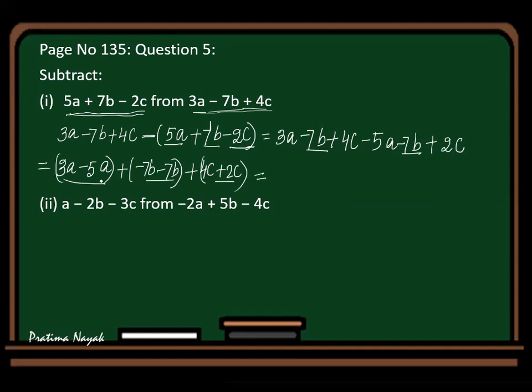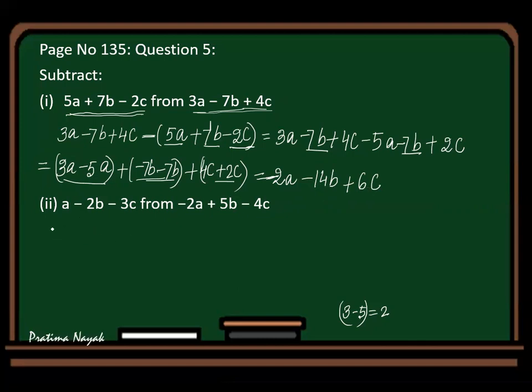Next, coming to 3a minus 5a. This will give you minus 2a, because 3 minus 5 is minus 2, so minus 2a. Next is minus 7b minus 7b. It will be minus 14b. It is not plus 14b, because adding negative and negative gives a negative quantity. Next is 4c plus 2c, 6c. So this is the answer: minus 2a minus 14b plus 6c.